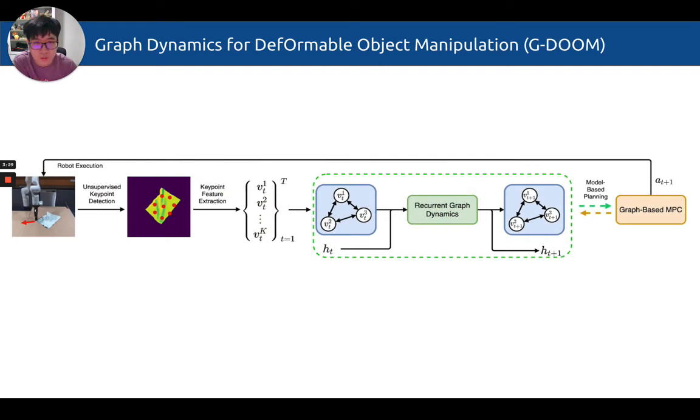So in this work, we introduce GDOM, graph dynamics for deformable objects manipulation. GDOM performs unsupervised key point detection directly from a top-down depth image. It extracts key point features, groups them into graphs according to the spatial relationships, and reasons over a learned latent graph dynamic model for decision making. Specifically, we use graph neural networks to capture the interactions among key points. A graph-based model predictive control is introduced to improve the quality and sample efficiency of the planning.